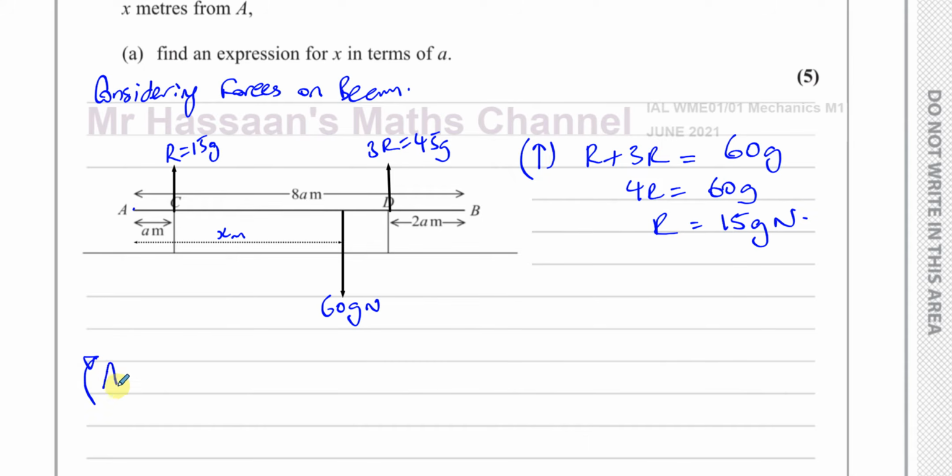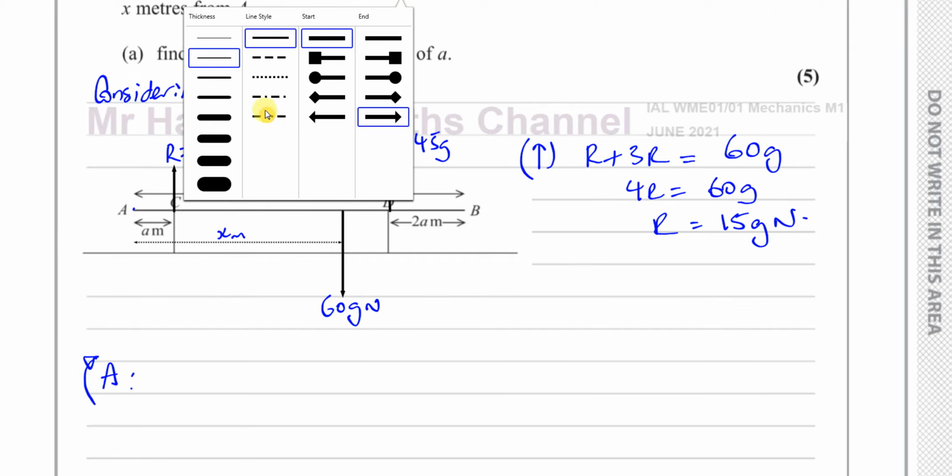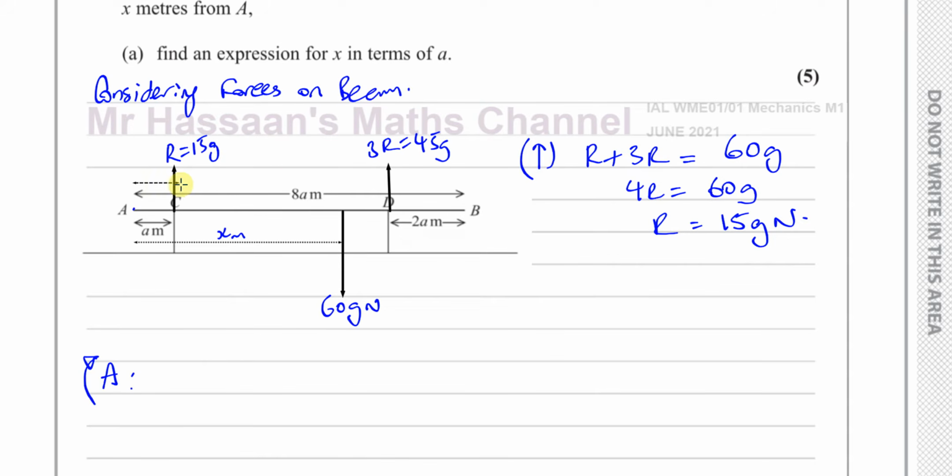If I take moments about A, I've got to think about the distances of everything from A. The first support is a meters from A, small a from A, and the weight is x meters from A, and the other support is this distance away from A here. The distance from there to there, which is the distance of the other reaction force, is basically 8a minus 2a, which is 6a. The whole thing is 8a, that's 2a, that's 6a.